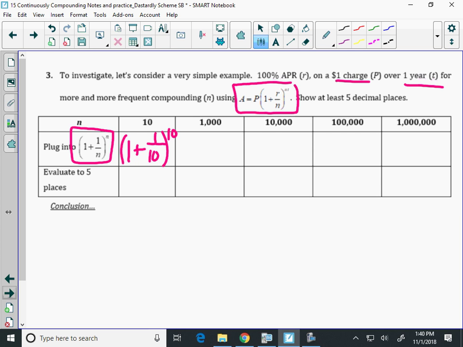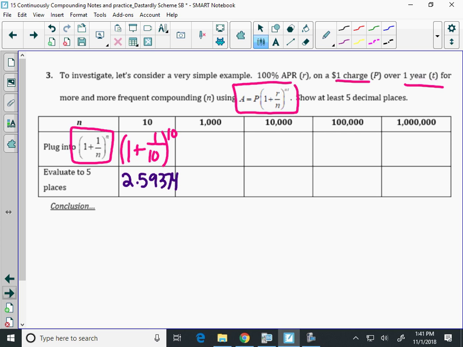Alright. Type this into your calculator. To 5 decimal places, how much money would you owe on that dollar if they charged you interest 10 times a year for a year? How much money here? Go ahead, Bobby. $2.59. Yeah, we're going to 5 decimal places. 2.59374.